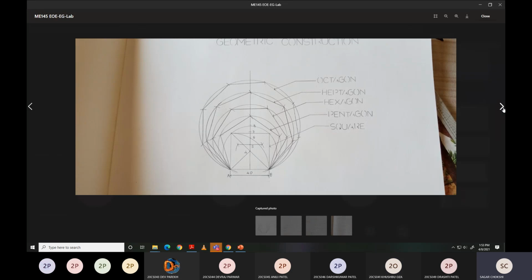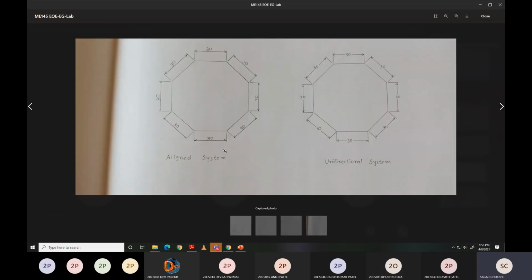Then in the aligned system, see this gap. Where the fonts are outside, you have to make it 5 mm: 1, 2, 3, 4. On the top side you have to make it 5 mm. Here it is 10 mm, which is correct. Now this unit is correct, and the unidirectional system is correct.